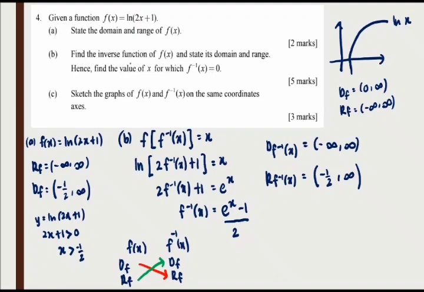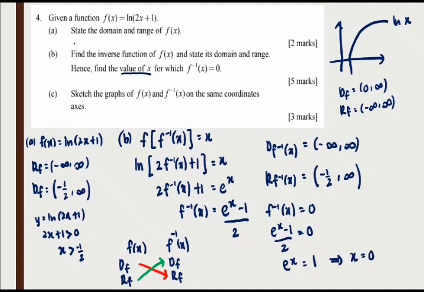Then for the next part, we are also asked to find the value of x for which f inverse of x equals 0. So if f inverse of x equals 0, meaning that we are taking this function, e to the power x minus 1 over 2, equals 0. By rearranging, we get e to the power x equals 1, and then we will have that x equals 0.